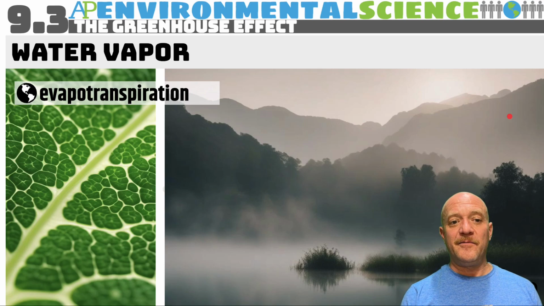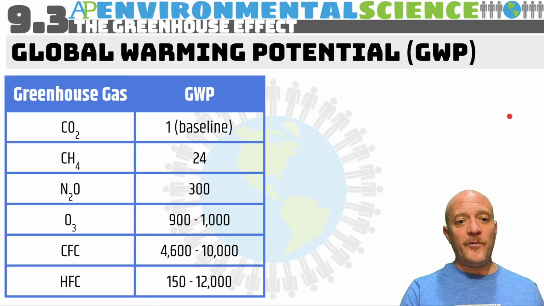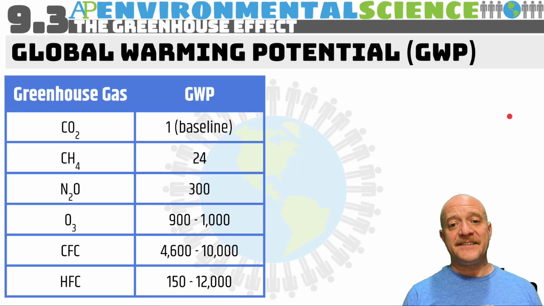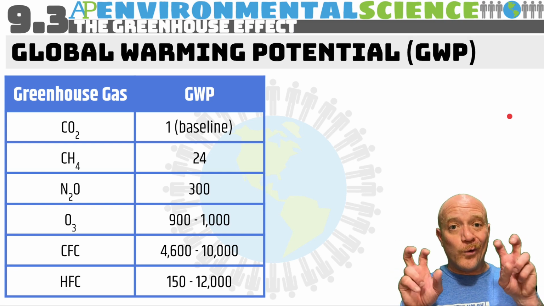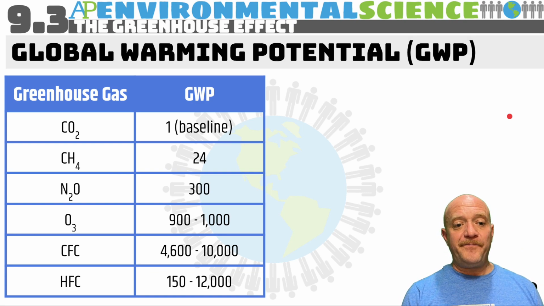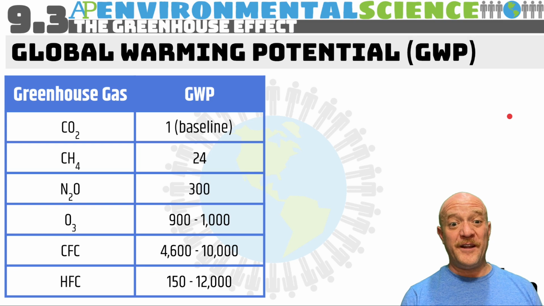And that's the absorbing capabilities of the water vapor. It can absorb a lot of that infrared radiation. So we classify these greenhouse gases by their global warming potential. And if you notice, carbon dioxide is like the gold standard. It's the baseline. And methane, you'll either see 24 or 25 times worse. Nitrous oxide has a much higher warming potential. And you'll notice that CFCs and HFCs are even higher.